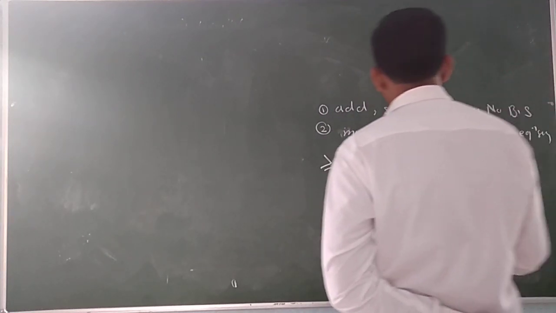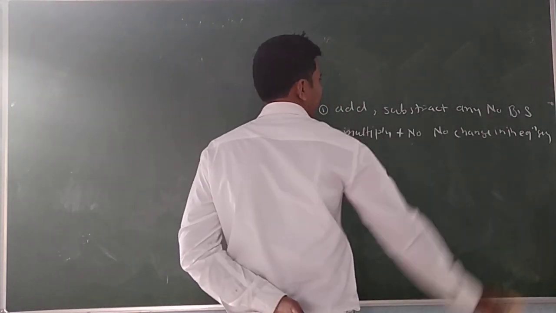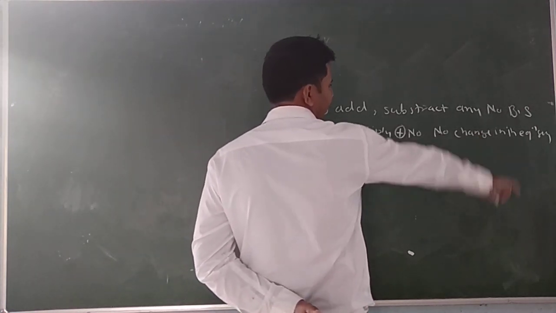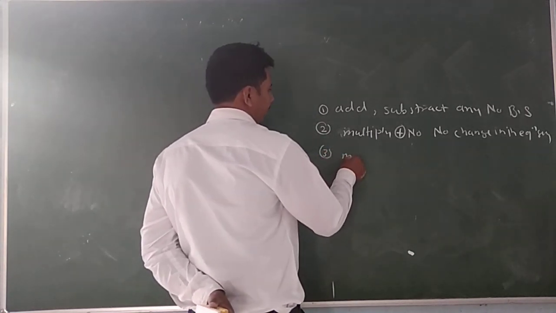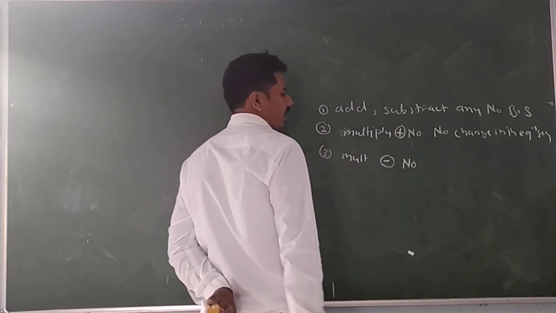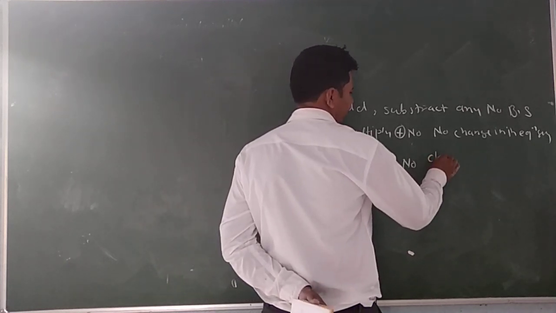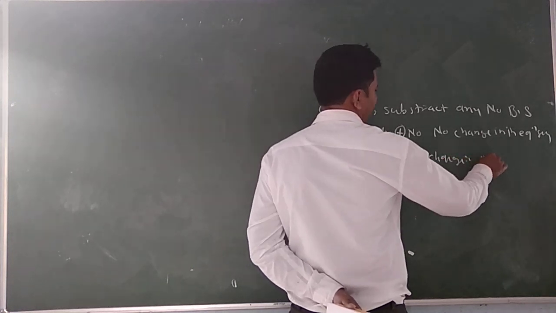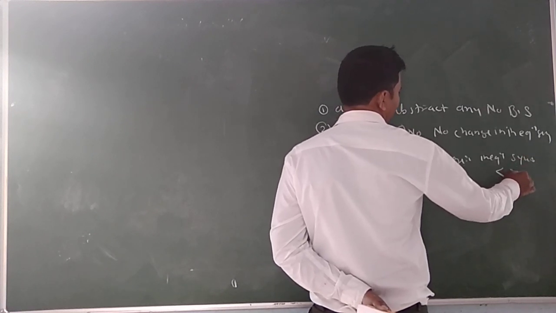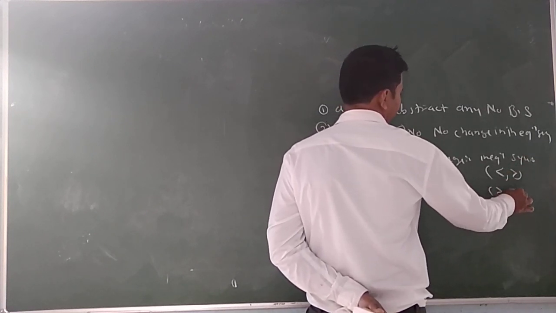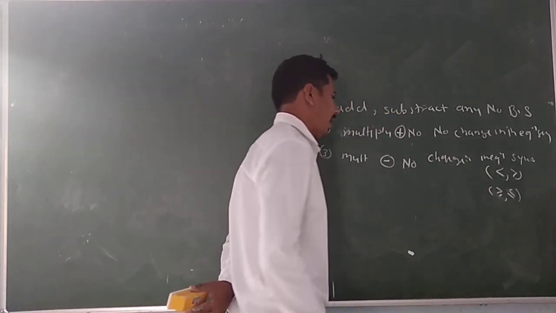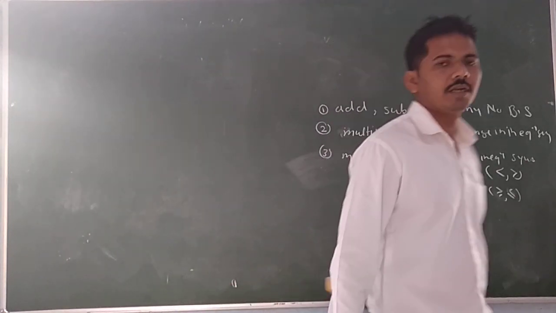So remember this. Adding or subtracting any number to both the sides, no change. Multiplying by a positive number, no change in the inequation. Third, multiplying by a minus or negative number, there is a change in the inequation symbol. That means less than becomes greater than, and less than or equal to becomes greater than or equal to. This change happens while multiplying by a minus number.